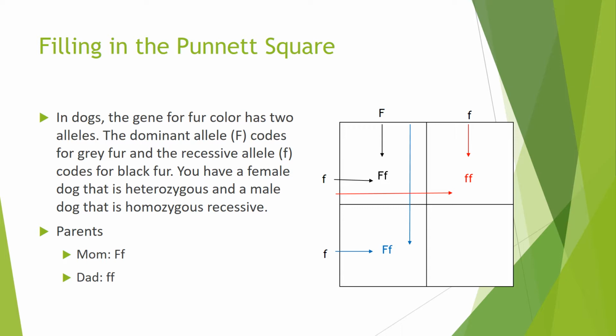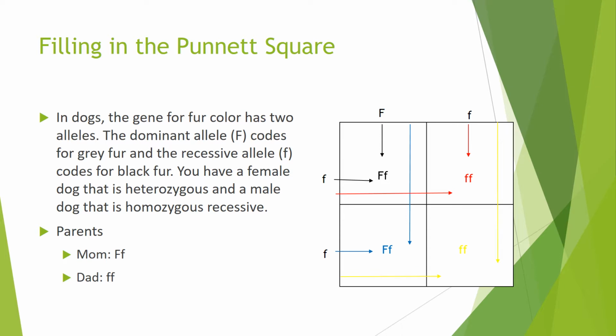And then we're going to do our last box, which is mom's second allele, which is little f, so in a yellow arrow, bring it down. And then dad's second allele is brought over to that box. So we have a little f from mom, a little f from dad. That means we have a little f genotype possibility for the baby.